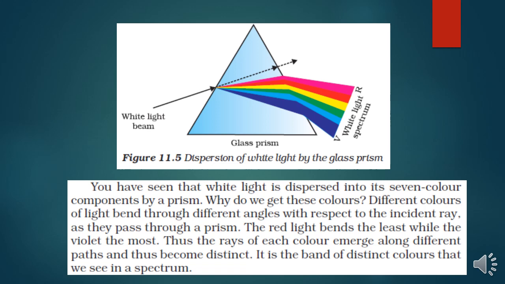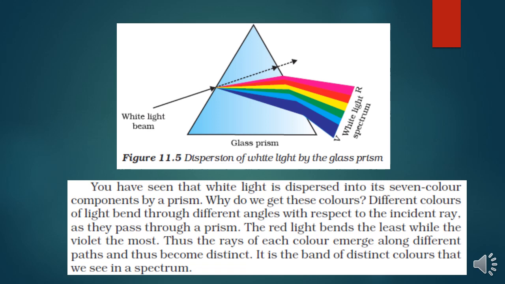In contrast, the violet color has the maximum bending. So, as violet colored light gets bent maximum, it is obtained at the bottom of the spectrum.